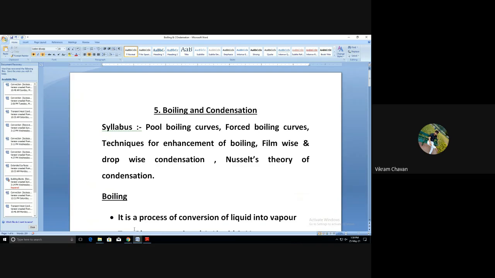Okay, so what is meant by boiling and what is meant by condensation? We will start from scratch. Okay, boiling means what? Boiling means पाणी उकळणे.